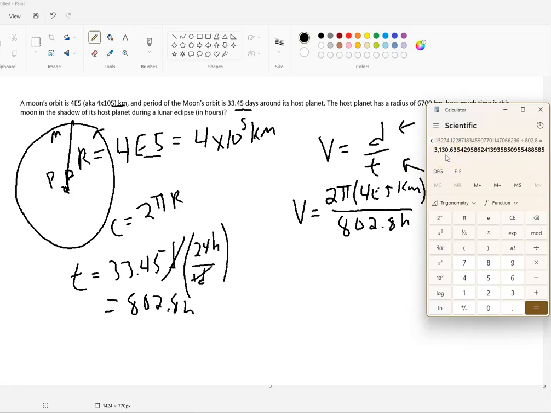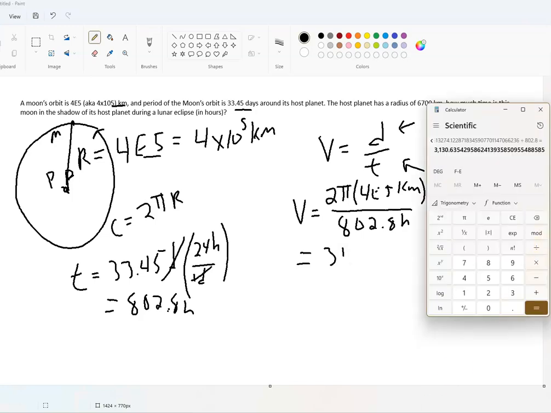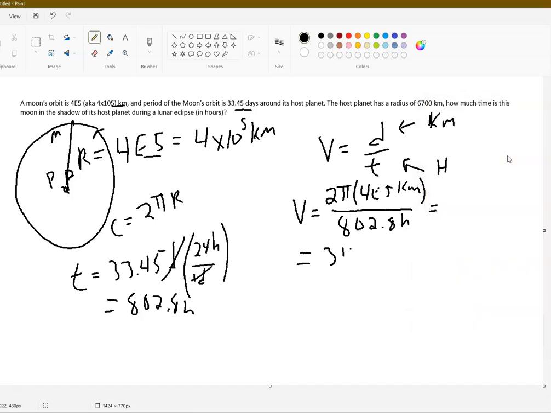This is going to be 3,000. All right, so let's write it down. It's going to be 3,100, and I already forgot it because the calculator went away. 3,130.64. And the units, of course, are kilometers per hour.